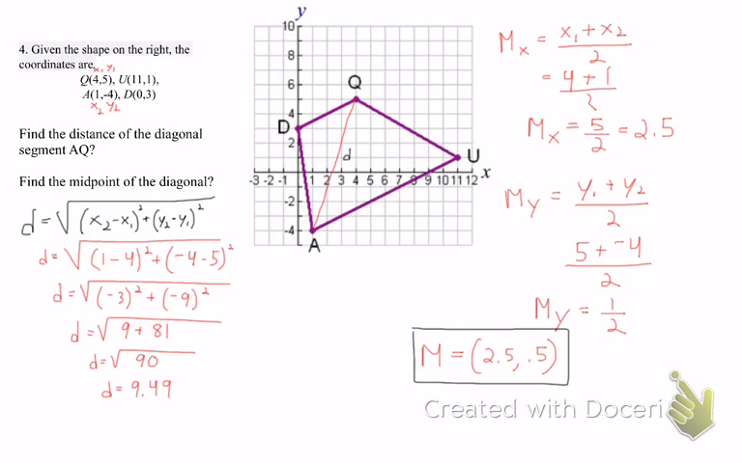Let's check that answer to see if it makes sense. If we go 2.5, which is here, and we go up 0.5, which is here, and I'll draw a little dot on our graph, that would be the midpoint of our line. And it does look like it's the midpoint.